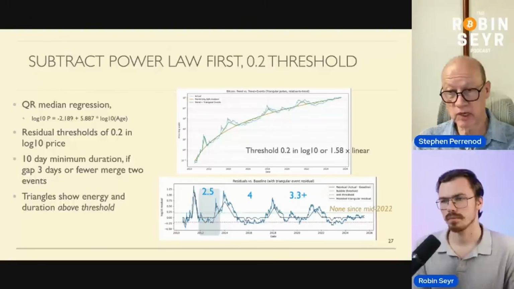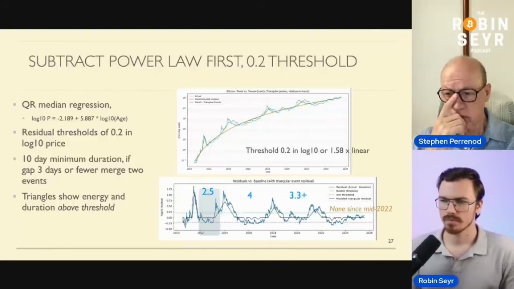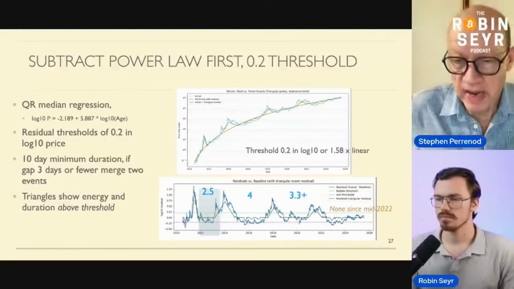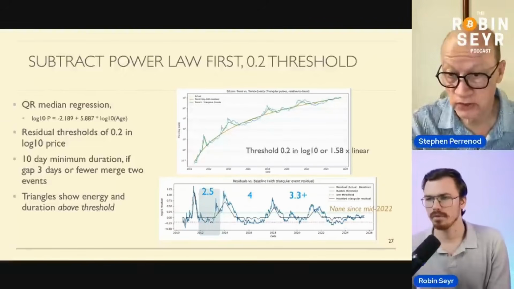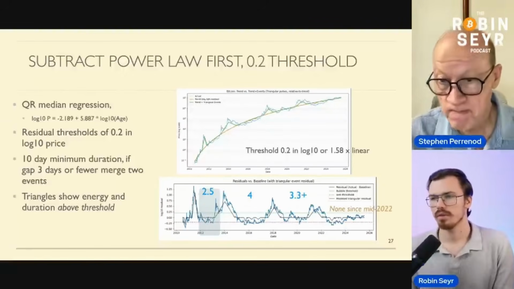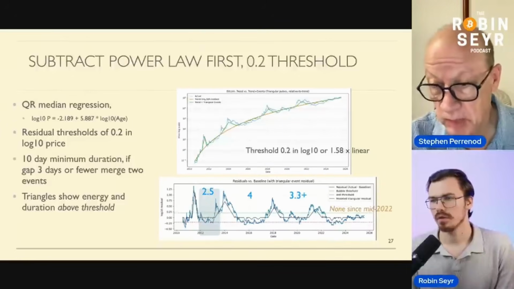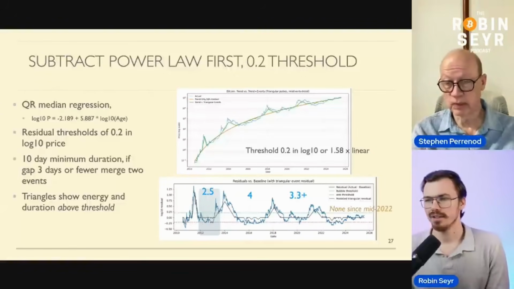The smaller bubbles, none of them are of much significance. And there have been none since mid-2022. And the 4 major ones are separated by 2.5 years, 4 years, and 3.3 years. And I say 3.3 plus because the 2021 was a double bubble. And so the 3.3 takes you to the left hump, and then about 4 years to the right hump.